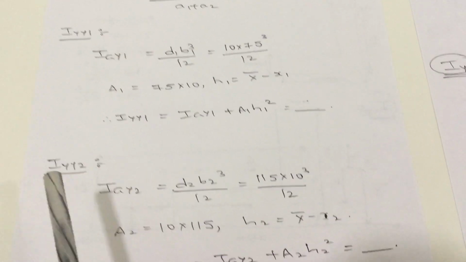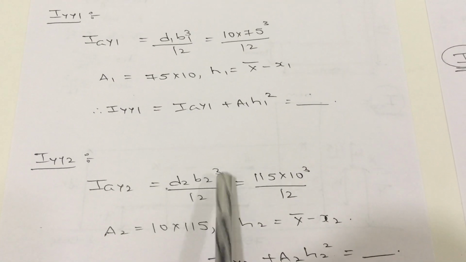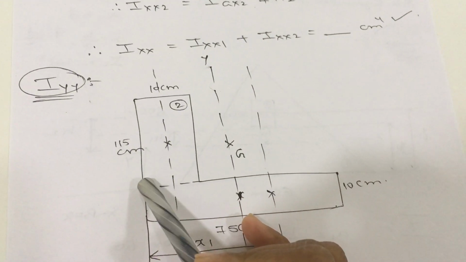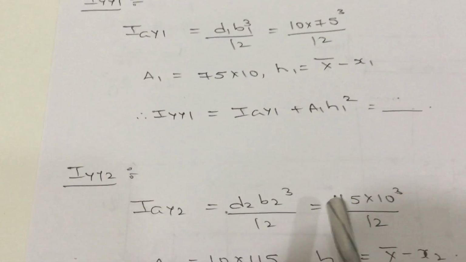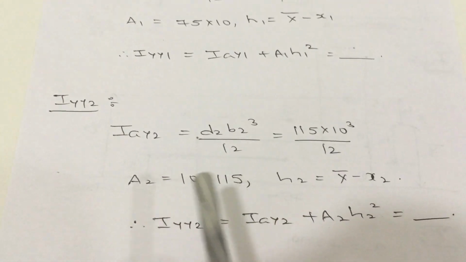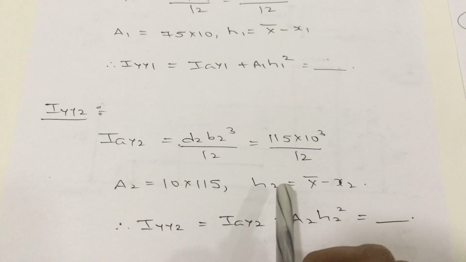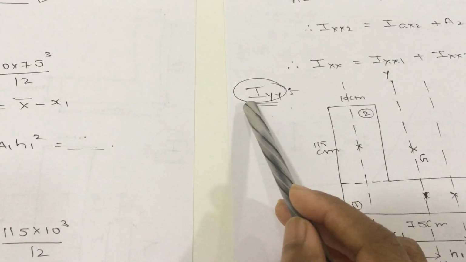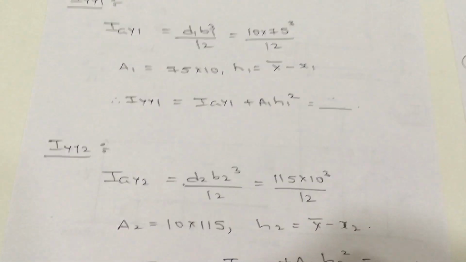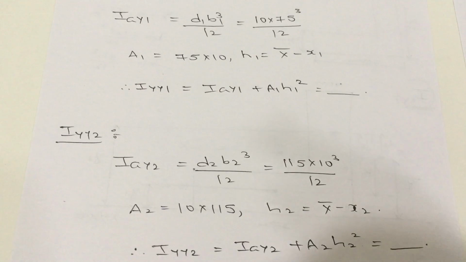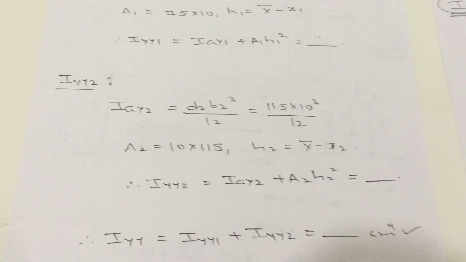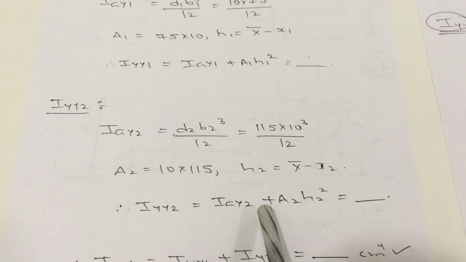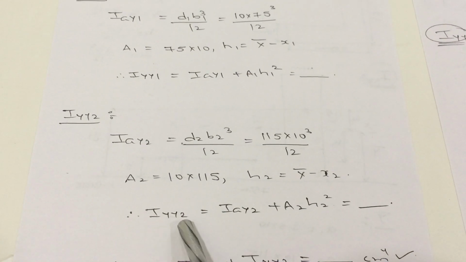Next, IYY2 calculation. IGY2 is equal to D2B2 cube by 12. For the second section, depth value is 115 and base value is 10. So 115 into 10 cube by 12. Next, area value we have already calculated. Next, H2 is nothing but X bar minus X2. As here we are calculating the IYY, in the procedure we will get the perpendicular distances in terms of the X distances. So here in the H1 and H2 we are getting the X distances. Next, according to the parallel axis theorem, we can get the IYY2 value.